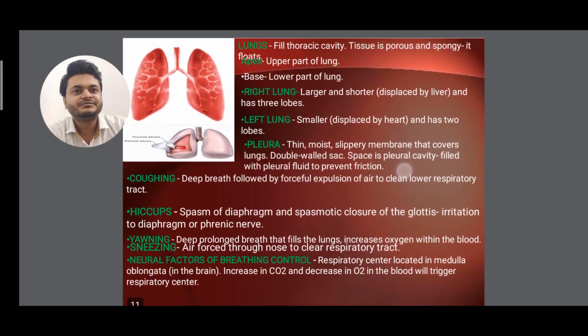Now, lungs. Lungs fill the thoracic cavity. Clear? It is present in the thoracic cavity. Tissue is porous and spongy, it floats. The apex is the upper part of the lungs. The base is the lower part of the lung. I am describing the lungs. Then right lung and left lung. The right lung is larger and shorter, and it has 3 lobes. The left lung is smaller, as it is displaced by the heart, and has 2 lobes. So the right lung has 3 lobes and the left lung has 2 lobes.